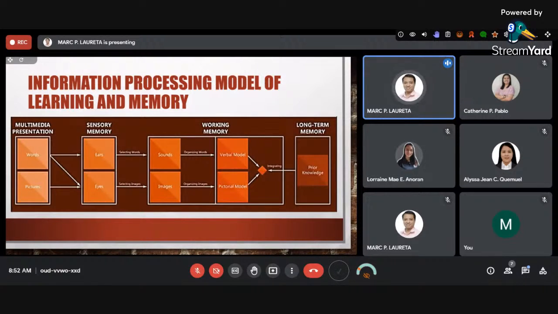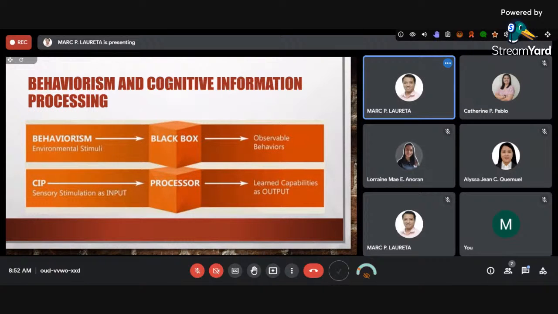Then next, we have behaviorism and cognitive information processing. So in the illustration, we can compare behaviorism with cognitive information processing. In behaviorism, we consider our mental structure as the black box. That is what is in the middle. Okay? This.